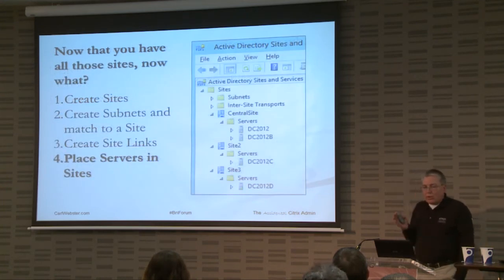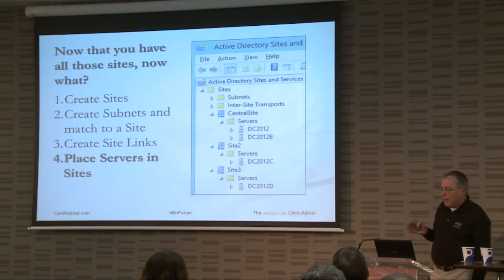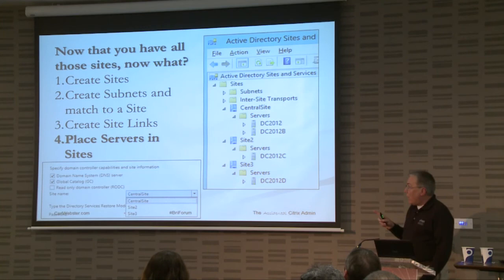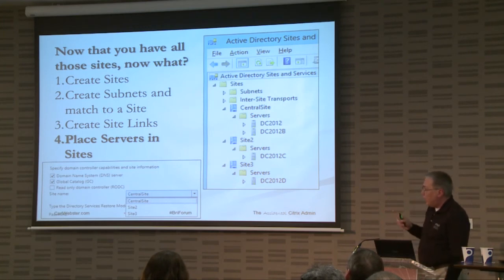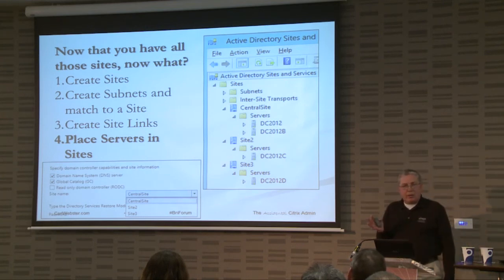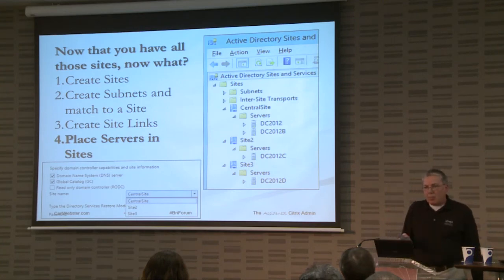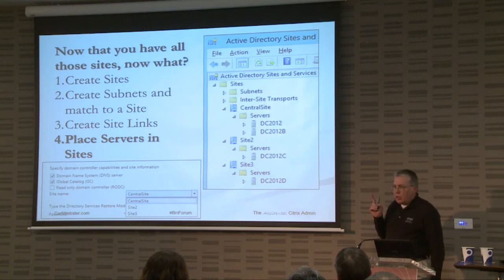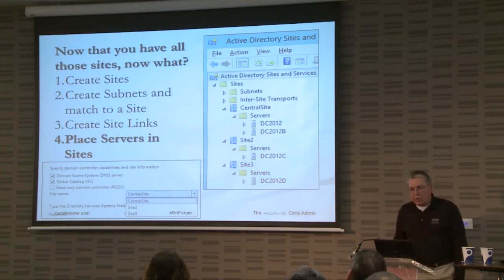Next thing you're going to do is actually place the servers in the sites where they should be. And in Server 2012, during the domain controller promotion process, you now can pick the site the domain controller should go to. But if you created all your subnets beforehand and you got your sites mapped properly to the subnets, when you bring up the domain controller, it should know by its IP address which site it should be placed into.